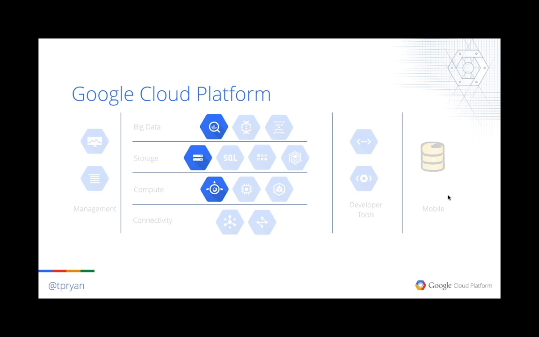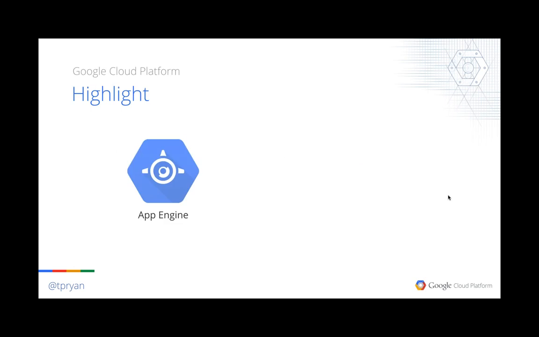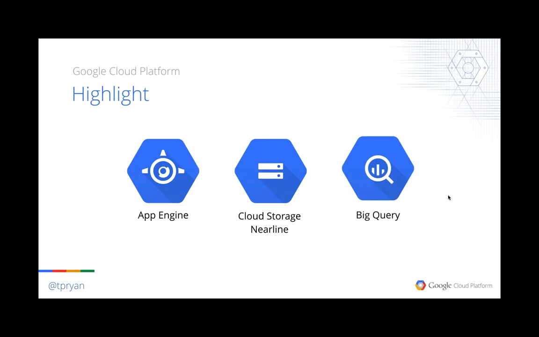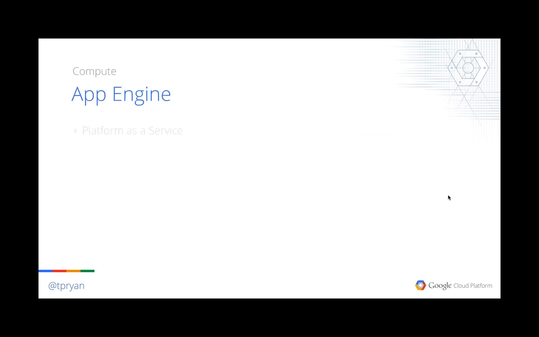So here's the whole big Google Cloud Platform. I want to talk about 3 services that we have. First one being App Engine, which is our platform as a service. One being Cloud Storage Nearline, which is a feature of our storage tools and technology. And the last one being BigQuery, which is one of our big data analysis tools that can really do some pretty cool things. So with that, I'm going to jump into App Engine. I'm going to explain what it is, talk about some successes we've had with it, and then show it in action.